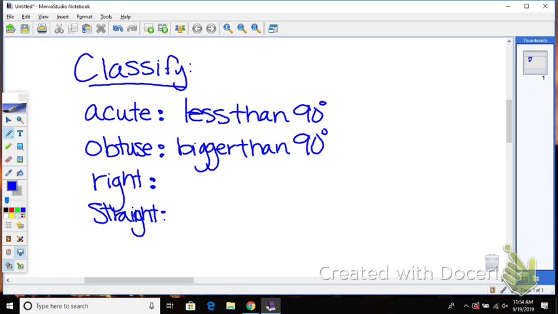What do we suppose right angles measure to? Right, 90 degrees. They're right at 90 degrees. And then a straight angle, like a straight line. How many? 180. 180 degrees.